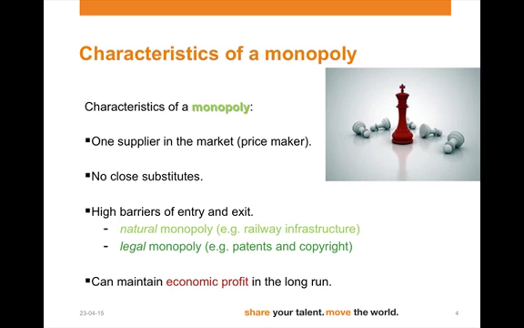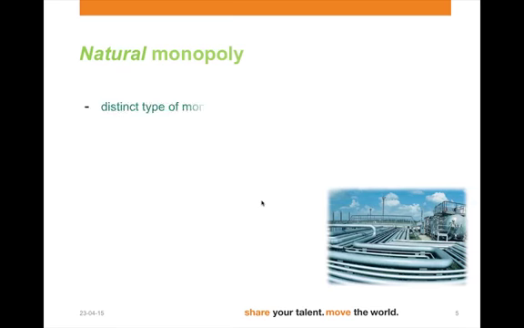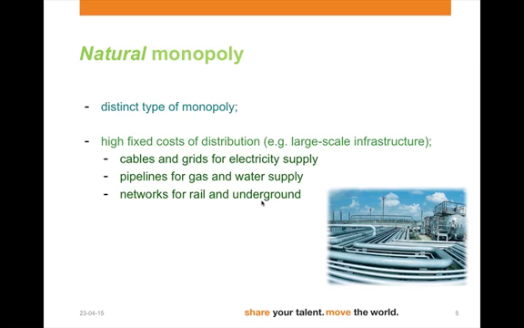Another distinct characteristic of a monopolist is that it can maintain economic profit in the long run. This will be further explored in our next video. But before doing so, we'll first have a look at what a natural monopoly is and what a legal monopoly is. A natural monopoly is a clearly distinct type of a monopoly.